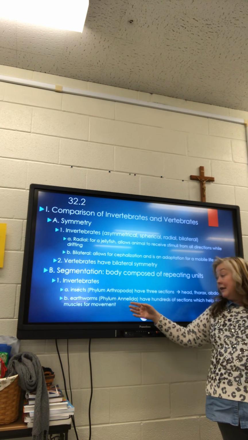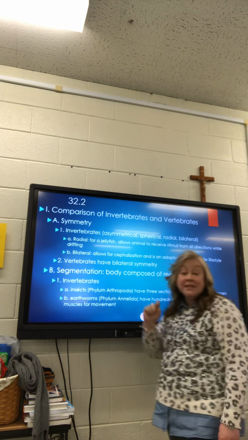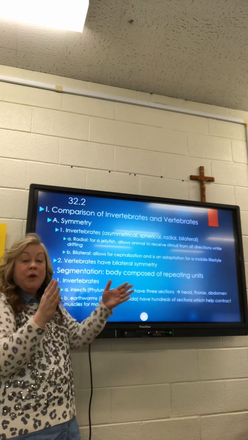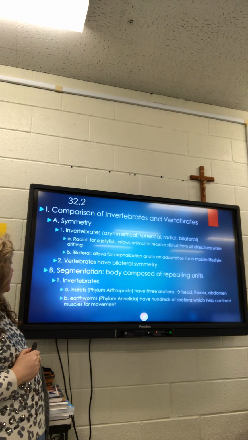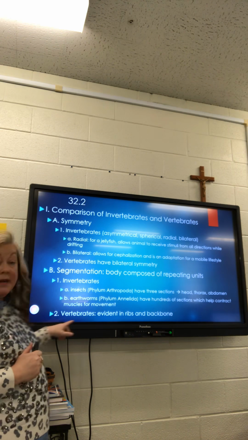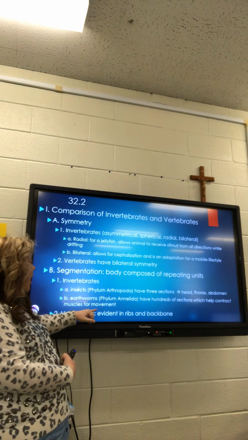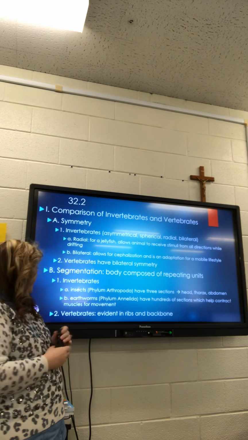Earthworms are found in phylum Annelida. The word Annelida literally means little rings, and that's kind of like the body of the earthworm, in little rings. We find that annelids have hundreds of sections, and each one contracts and expands against the other one and helps the animal to move. Vertebrates also have body sections, and that's evident in the fact that we have ribs, of course forming a rib cage protecting our vital organs, and we also have a backbone in units, vertebrates.